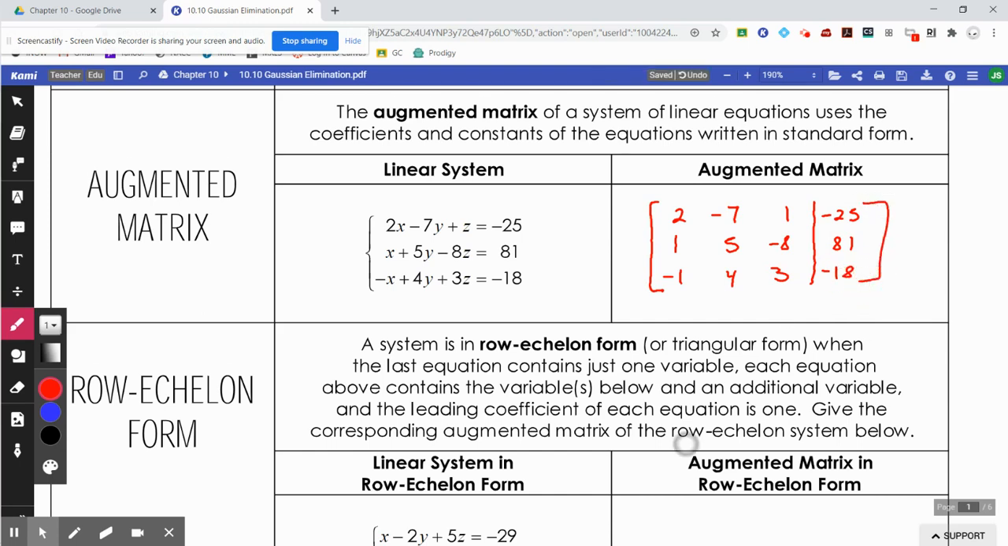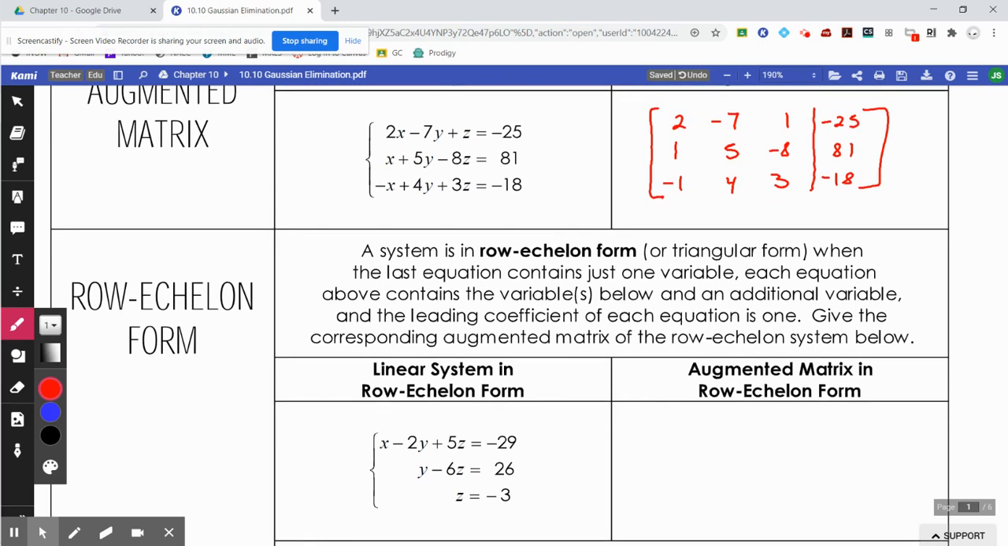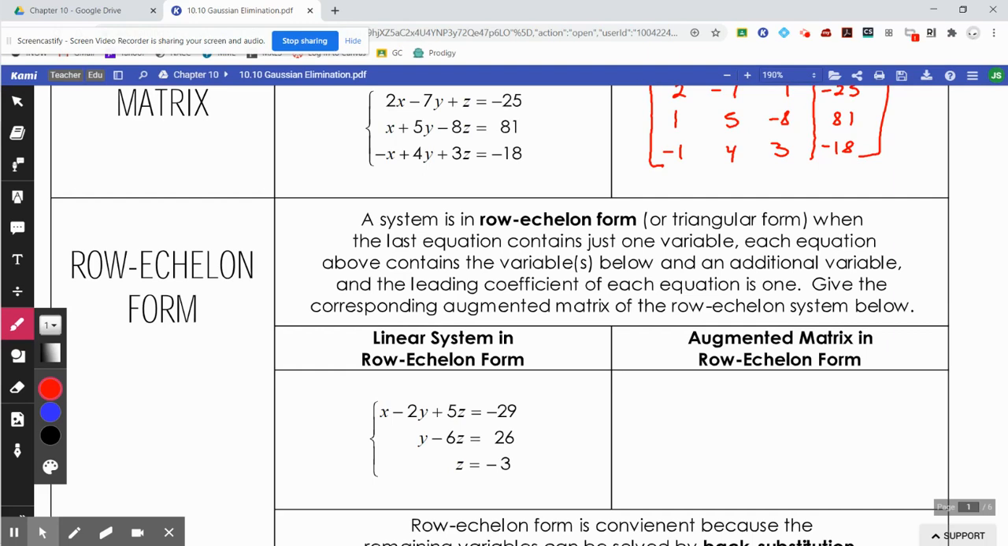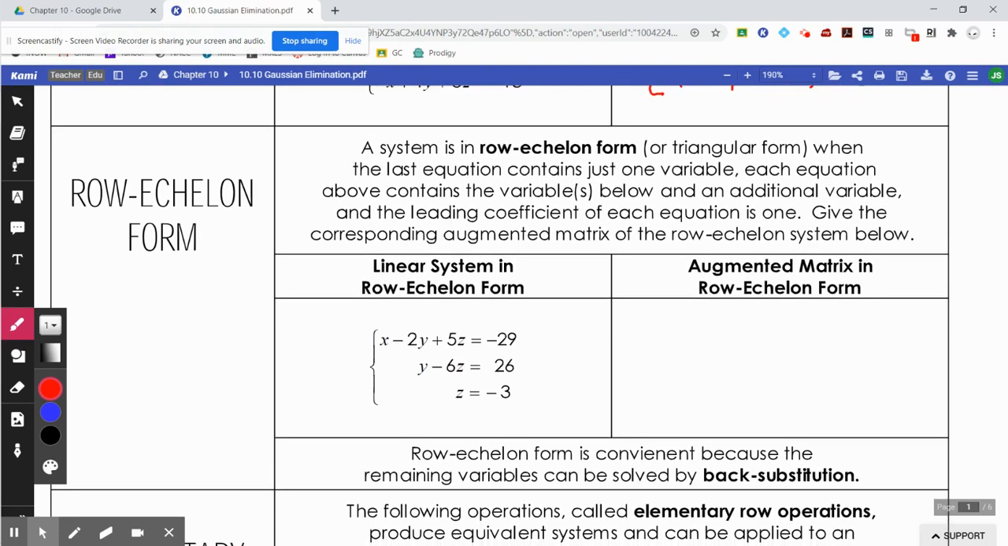A system is in row-echelon form, or triangular form as it is sometimes called, when the last equation contains just one variable, each equation above it contains the variables below it and one additional, and the leading coefficient of each equation is 1. Given the corresponding augmented matrix, this is in row echelon form.